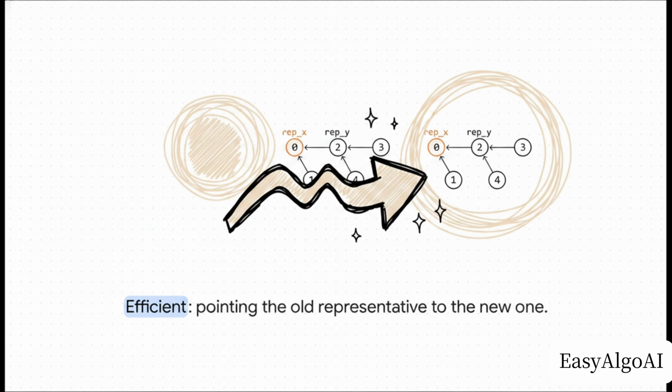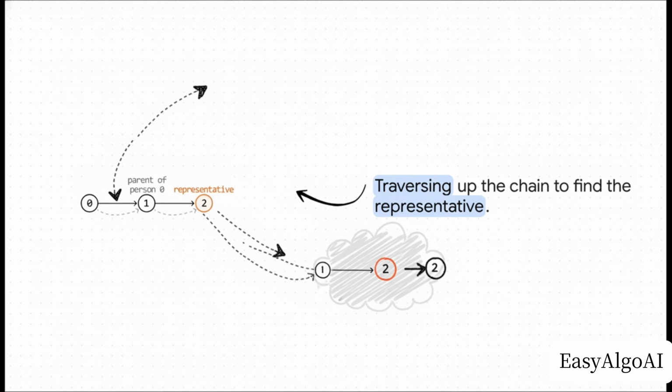That's the whole shebang, one single operation. Because everyone in the second community was already pointing to person 2, they're now all indirectly connected to person 0. The communities are merged instantly. But wait, how exactly do we locate these leaders to begin with?